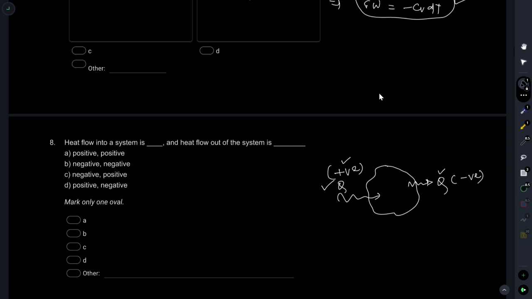Similarly, if we talk about the work interaction, then work added to the system will be taken as negative, and work we obtain from the system, W, will be taken as positive, right? So work done on the system is negative, and work done by the system is positive. Heat added to the system is positive, and heat rejected from the system is negative. So here heat flow into the system will be positive, and heat flow out of the system will be negative. Okay, so option D will be the correct answer. Hope it is clear. Okay, so let us move further.